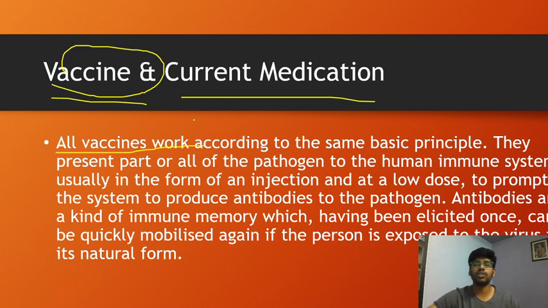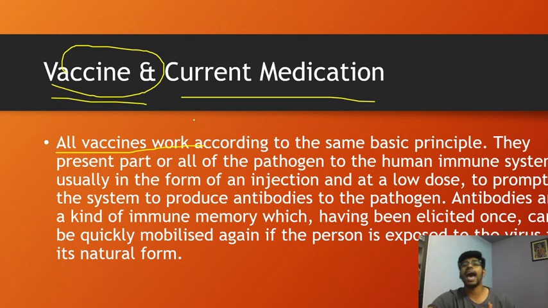So how do vaccines actually work? What are these vaccines? The vaccines are the pathogens or a part of a pathogen. The vaccine can be the pathogen itself, or a part of a pathogen. That means the vaccine can be a virus which is attenuated, that means weakened, or might be inactivated, or any part of a virus or bacteria which provokes the immune response.